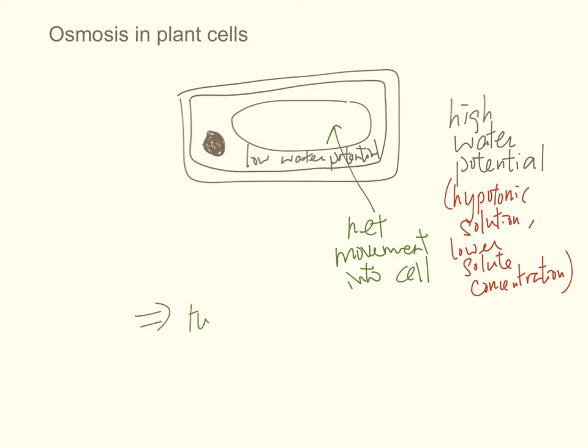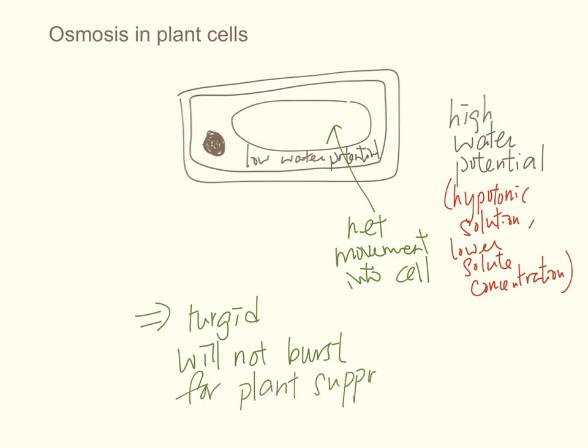The cell will then become turgid. It will not burst because the cell wall is strong enough to support the cell. In this case, the cell will be hard and strong enough to stack on top of each other and support the plant.